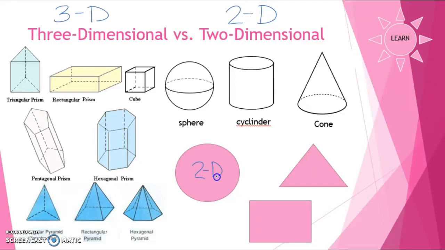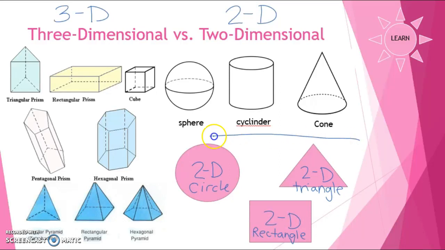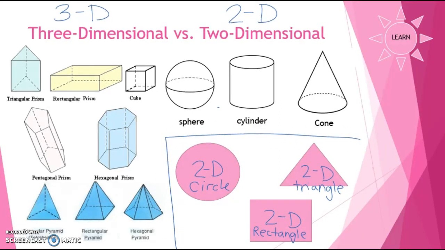This is a two-dimensional shape. This is a two-dimensional shape, and this is a two-dimensional shape. We have a circle, a rectangle, and a triangle. All of these shapes are two-dimensional. So these are our 2D shapes. They're 2D because they are flat, and they're not solid. The shapes that we see for the rest of this page are considered 3D shapes because they are solid.